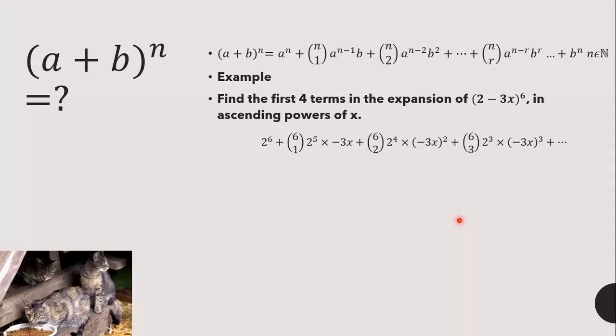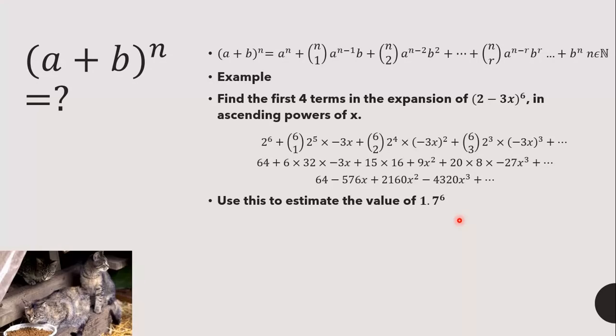So it's going to be equal to 2^6 + 6C1 times 2^5 times (-3x) + 6C2 times 2^4 times (-3x)^2 + 6C3 times 2^3 times (-3x)^3, which is the same as 64 + 6 lots of 32 lots of -3x + 15 lots of 16 lots of 9x^2 + 20 lots of 8 lots of -27x^3, which is the same as 64 - 576x + 2160x^2 - 4320x^3.